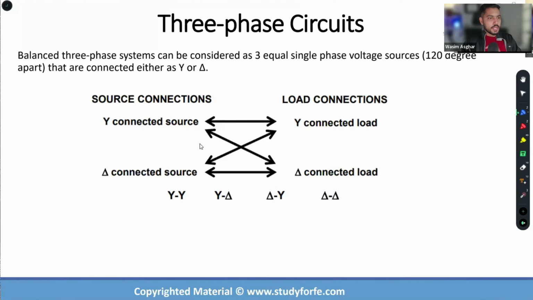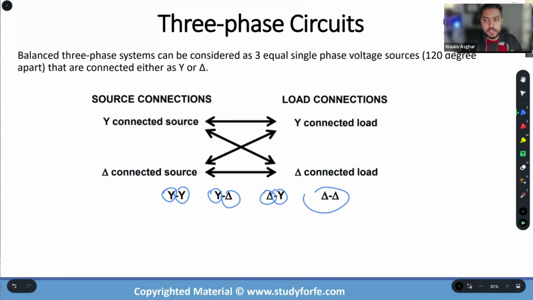Now, with the Y configuration and delta configuration, you have four possibilities. You can have a source that is Y connected and a load that is Y connected. So this becomes a Y-Y configuration. You can have a source that is Y connected and a load that is delta connected, which becomes a Y-delta, similarly delta-Y, and similarly delta-delta. So these are the four configurations. In some way, shape, or form, they can be thrown at you. If you pretend to know three-phase circuit analysis, you have to be comfortable tackling them head on.